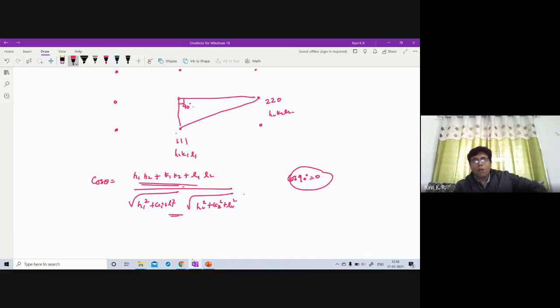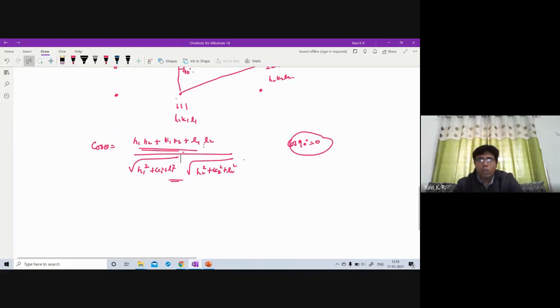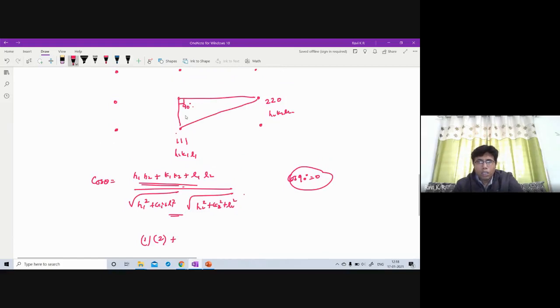Okay. Now let us do it for 111 and 200. Do the calculation. Now 1 into 2 plus 1 into 2. Forget about the bottom part. The bottom part is required only when you have an angle other than 90 degrees. Then you have 1 into 0. So what you are getting is 4.